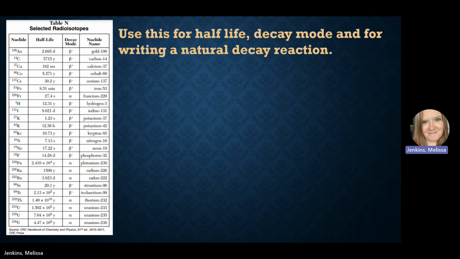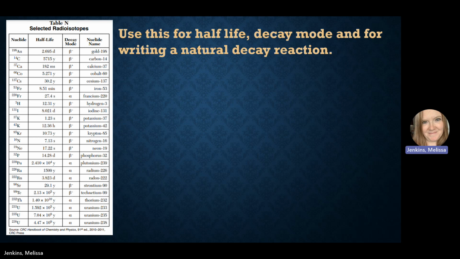Well, when I look at iron 53, it says that its decay mode is B plus. So what is that? How do you find out what that is? Look at the very next table after N, so table O, right? And it's a positron, right? And so it looks like 0 plus 1 e, or you could write the beta symbol, right?